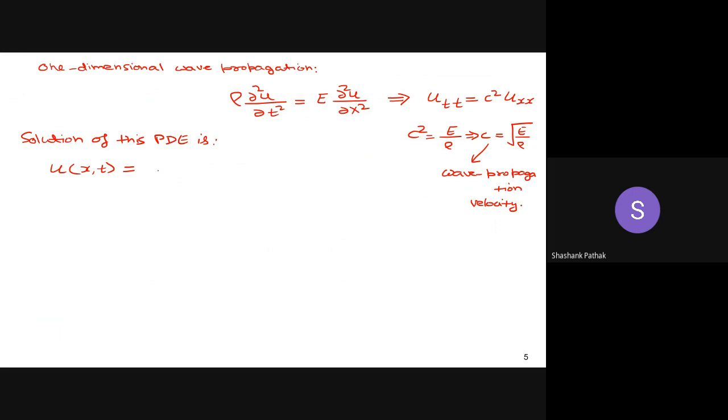Okay, no problem. So a generalized solution for this kind of partial differential equation, you can write u = f(c0 t - x) + F(c0 t + x). Basically, small f and capital F are arbitrary functions and they depend upon the initial conditions. The idea is when we solve partial differential equations, the solution comes in the form of functions of the variables involved. That's why this is a generalized solution of this partial differential equation.